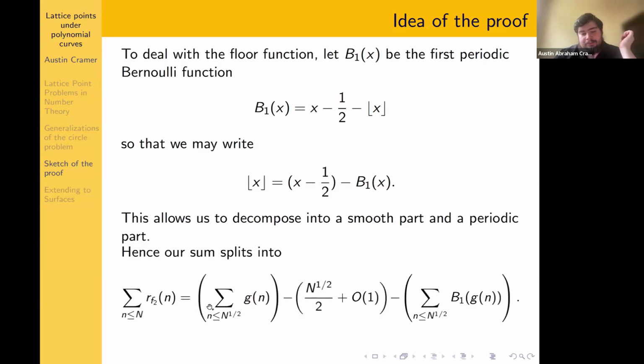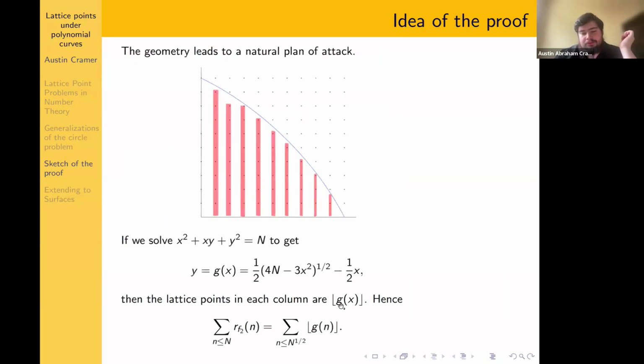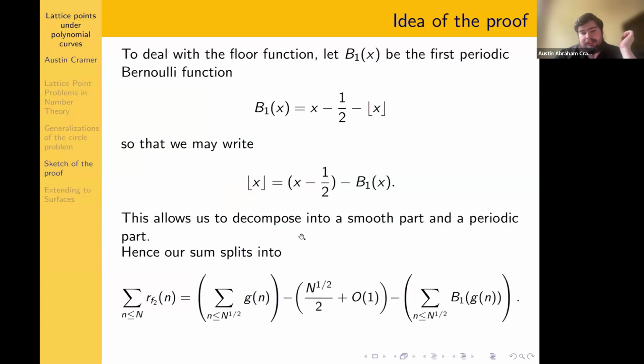And so when I'm summing up the floor of g of n, I just split that up. I get this smooth sum, adding up g of n minus root n over 2. That just comes from the number of 1/2s I subtract, and an O of 1, just because we're dealing with a floor there. And then minus the sum of this Bernoulli function of g of n. Okay, and so I deal with each of these parts.